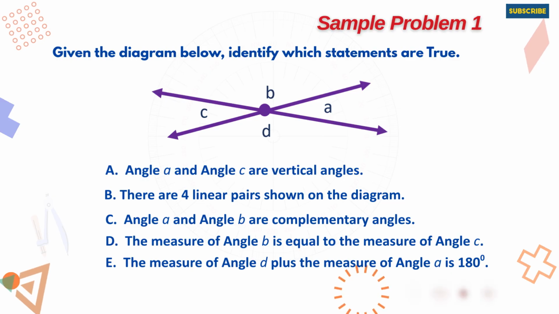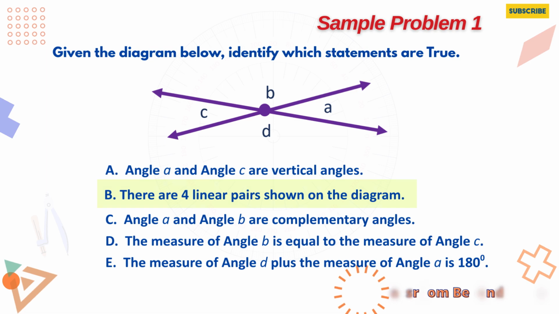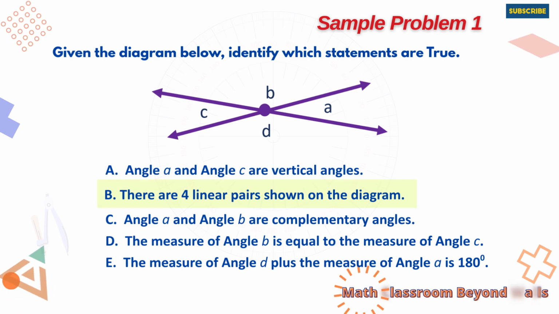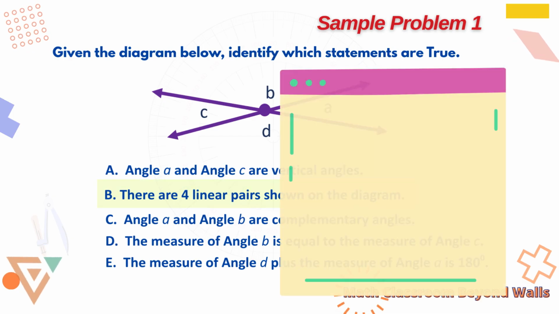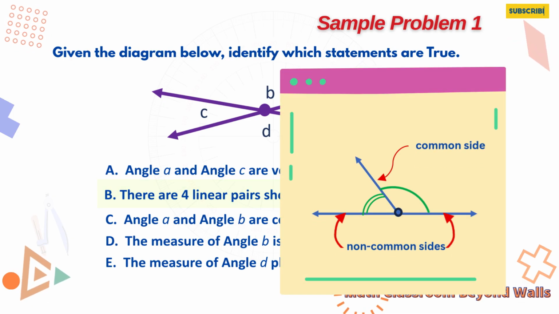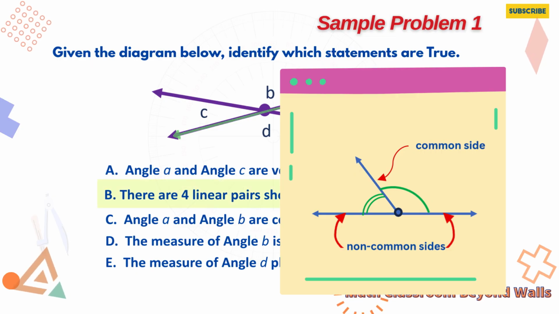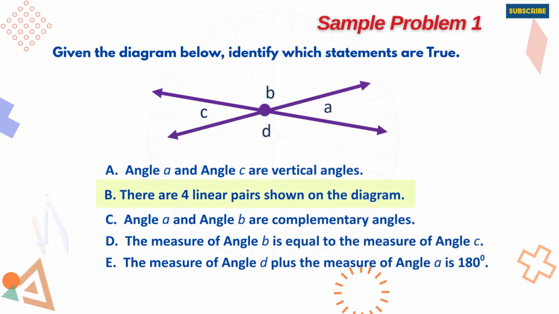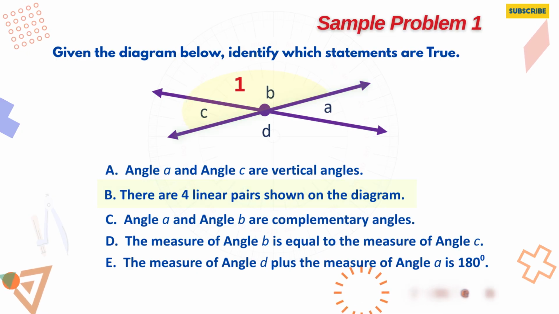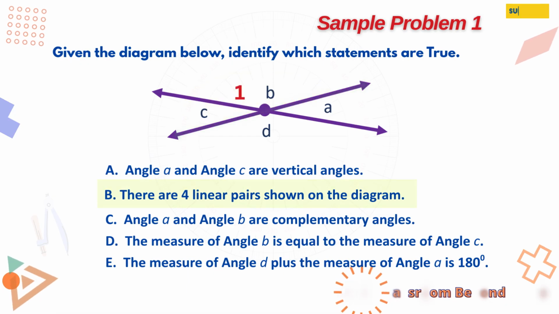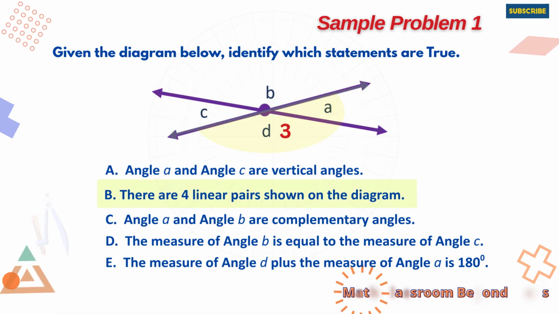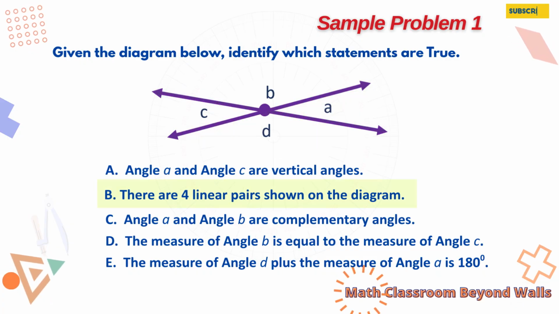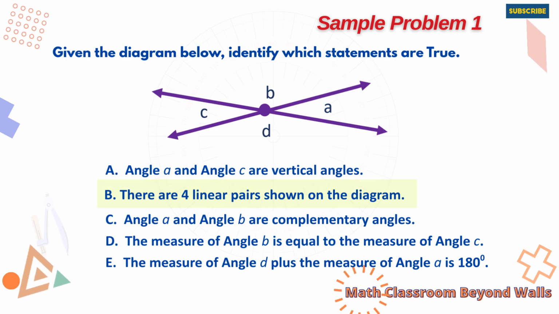Okay, we move on to option B. It states that there are 4 linear pairs shown on the diagram. The statement is about linear pairs. A linear pair has 2 adjacent angles whose non-common sides form a straight line. Let us look at the diagram and find out if we have this pair here, and how many there are, if there are. Okay, so there are 4 pairs, therefore this statement is true.